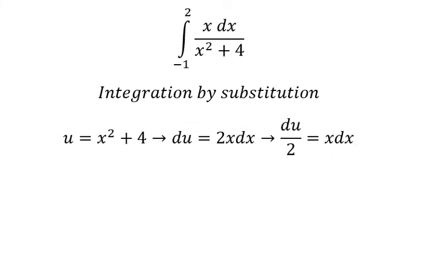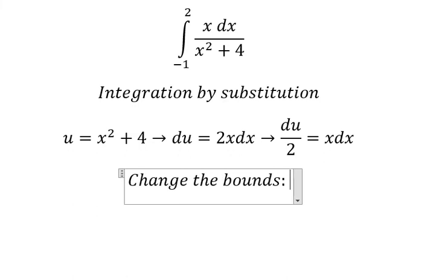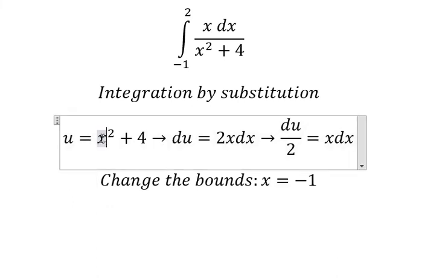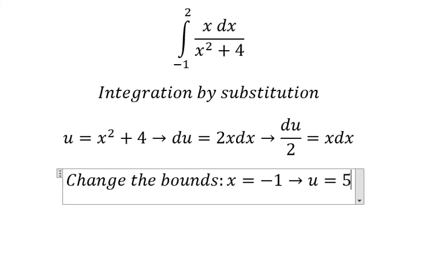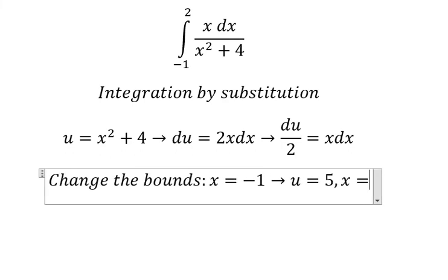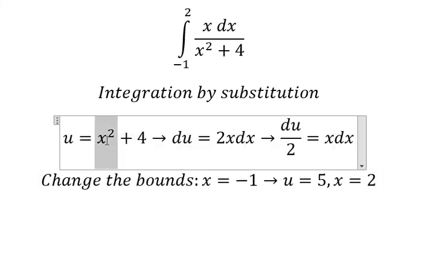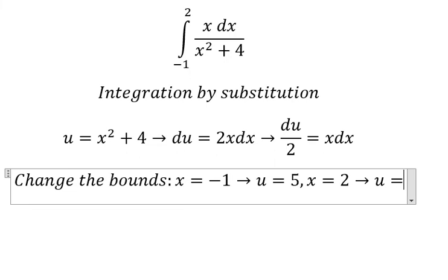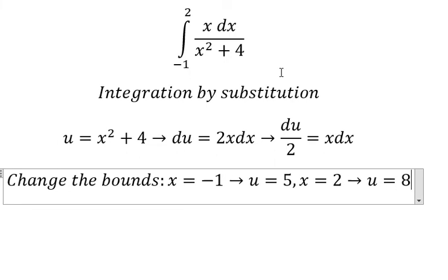Next, we need to change the bounds. When s equals negative number 1, I will put negative number 1 going here. So 1 plus 4, we have number 5. When s equals number 2, we put number 2 going here. 2 squared plus 4, we have 4 plus 4 is 8. So u equals number 8.